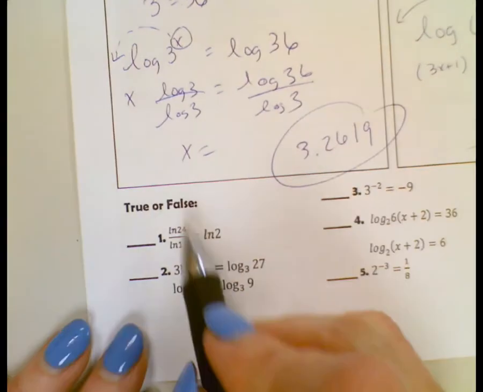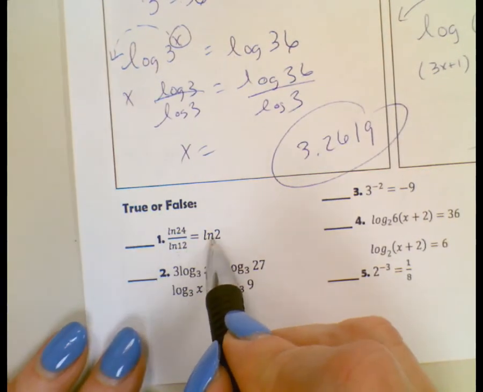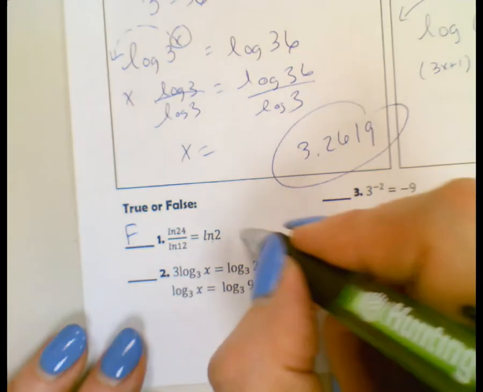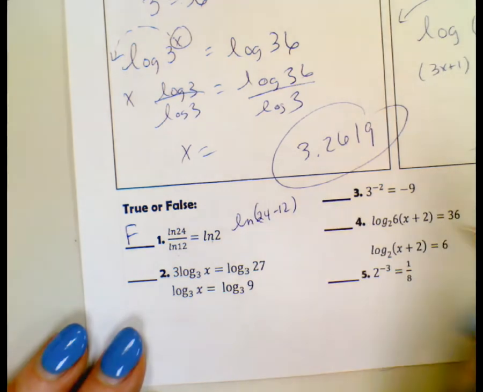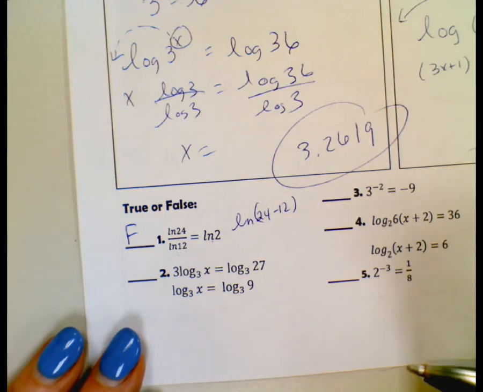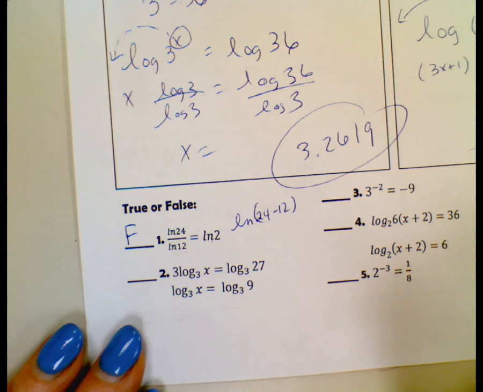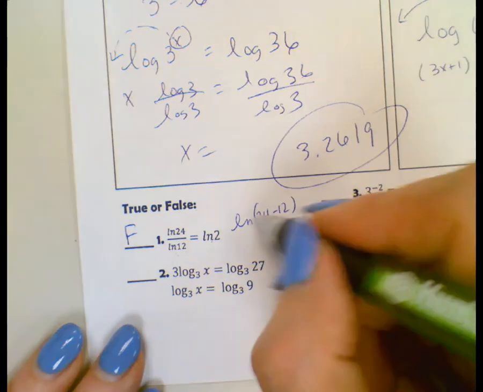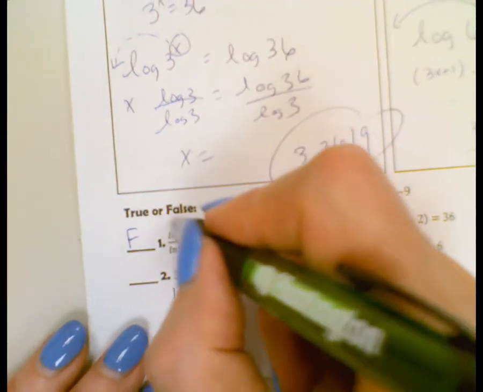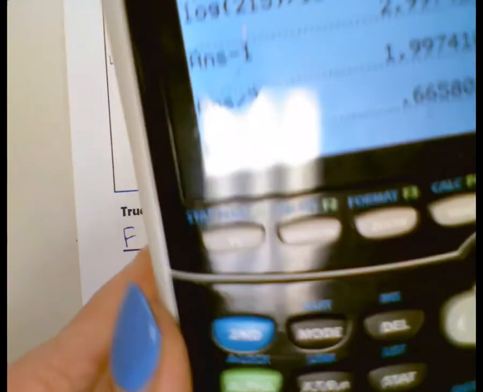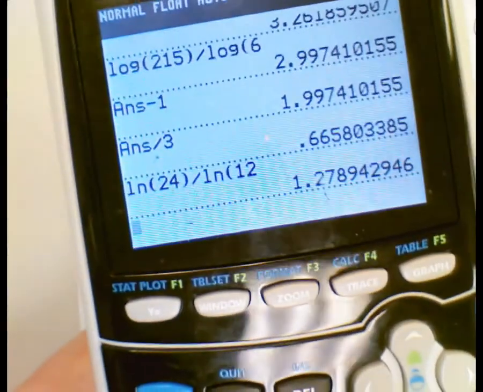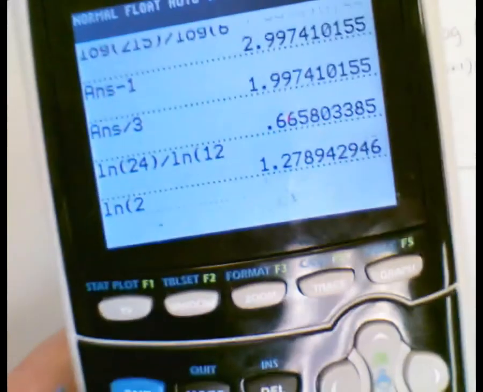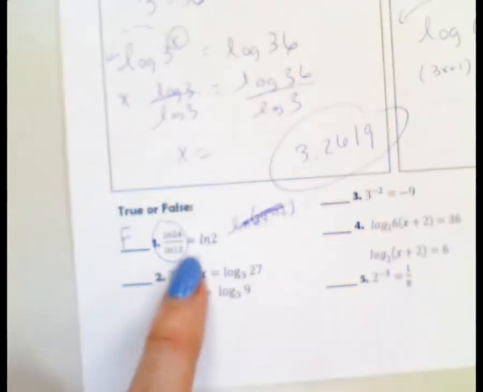True or false? Natural log of 12 divided by natural log of 12, natural log of 2. It is false because it's really natural log of 24 minus 12. You would subtract them. You would condense to 1 and you would subtract. Actually, I'm not even sure that's right. You can punch this in the calculator. Watch. Natural log of 24 divided by natural log of 12 equals this. And then natural log of 2 is this. They're not the same thing. So are these true? No.